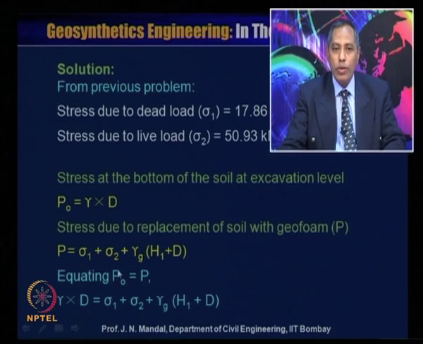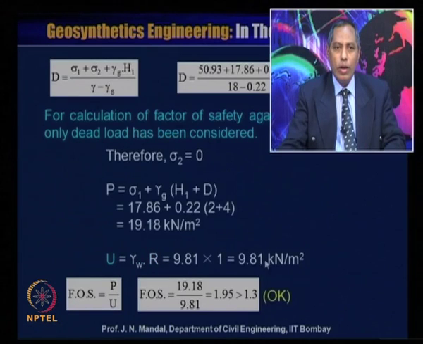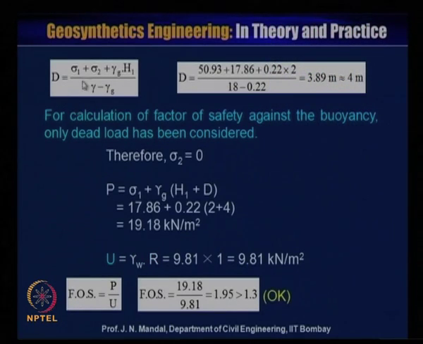Here gamma G is the unit weight of the EPS geofoam. Now, if we equate P0 equal to P, then gamma D is equal to sigma 1 plus sigma 2 plus gamma G into (H1 plus D). From this equation you can calculate D is equal to (sigma 1 plus sigma 2 plus gamma G into H1) divided by (gamma minus gamma G). So, D is equal to 50.93 plus 17.86 plus 0.22 into H1, which is given as 2, divided by gamma, which is 18, minus gamma G, 0.22. This will give 3.89 meter, approximately 4 meter.